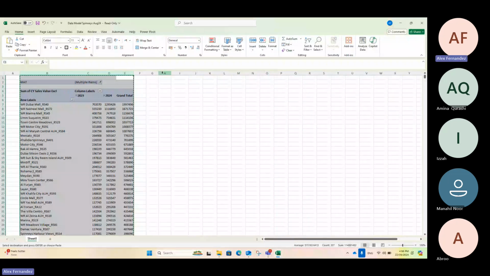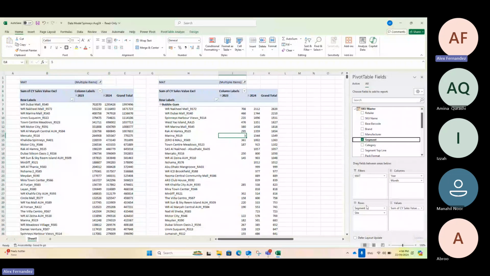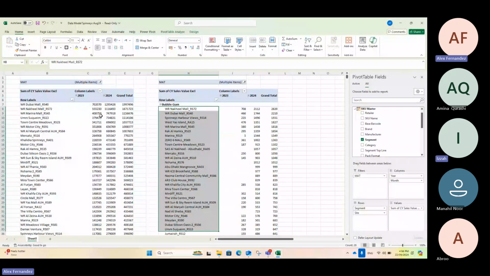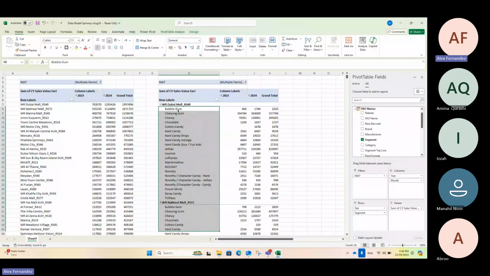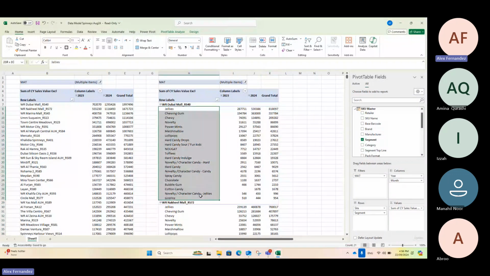Why should segment be on top? If we put segment on top, we are seeing bubble gum in every store where we are analyzing the store performance. So when we analyze the store performance, store should be on top, segment should be down. All right. So we understand in this store how each segment is performing, and within these segments, how each brand is performing. All right.